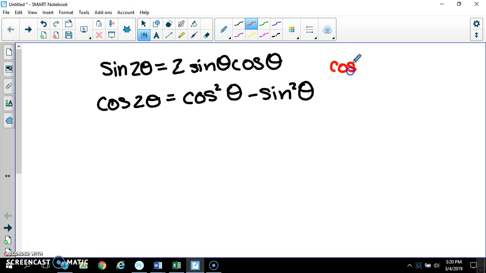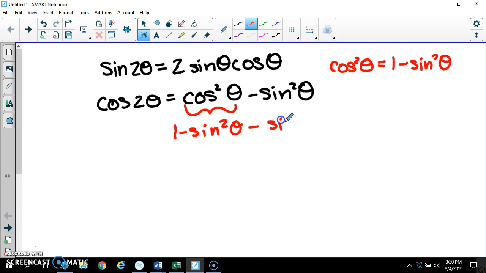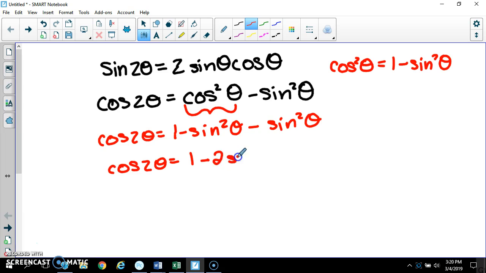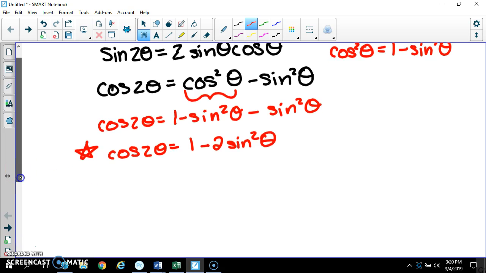But we know that cosine squared is equal to 1 minus sine squared, right? So what I can do is change this cosine squared into 1 minus sine squared. So I've got 1 minus sine squared theta. And then I'm just going to bring down the minus sine squared theta. And so now I have another equation where I'm just going to combine like terms. I have two negative sine squareds. So I have 1 minus 2 sine squared theta.